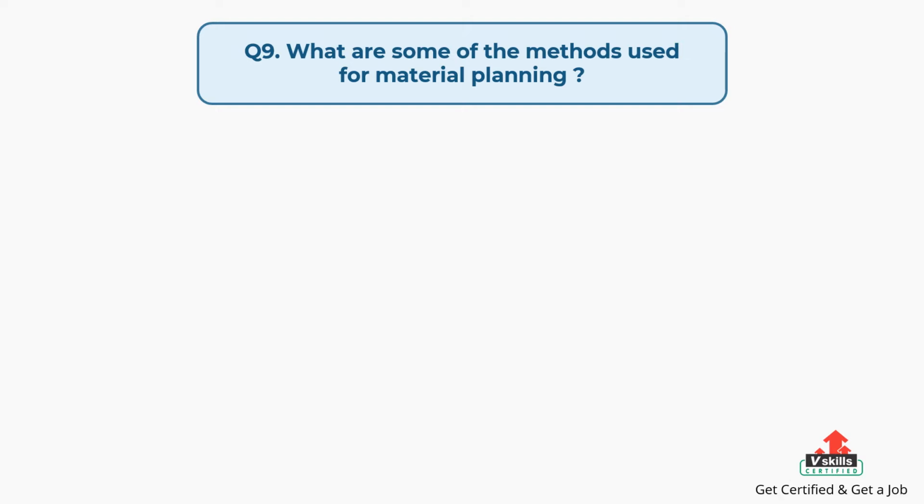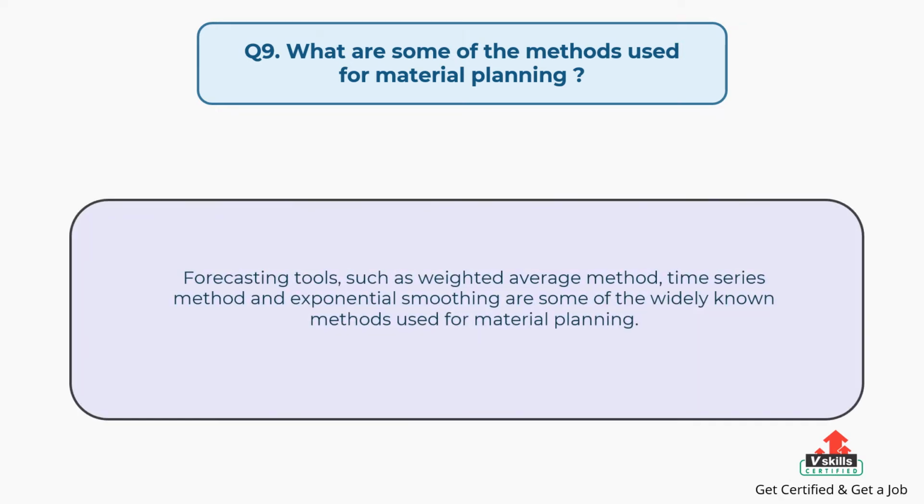Question number 9. What are some of the methods used for material planning? The answer is, forecasting tools, such as weighted average method, time series method and exponential smoothing are some of the widely known methods used for material planning.